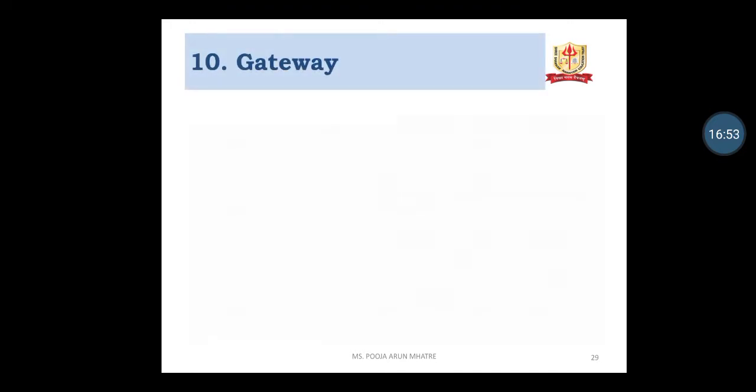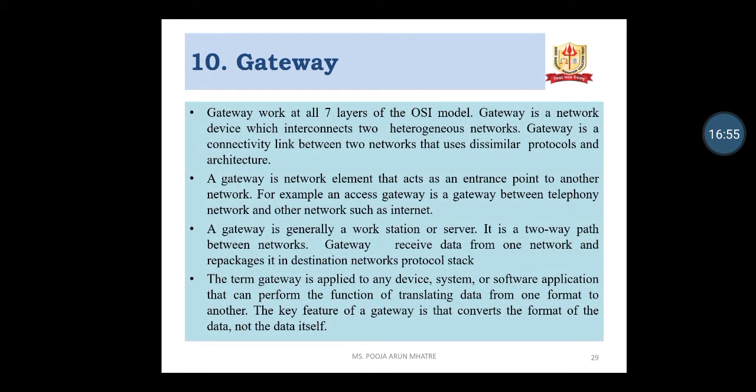Last networking device is the gateway. Gateway works at all the 7 layers of the OSI model. Gateway is a network device which interconnects two heterogeneous networks. So a gateway is a connectivity link between two networks that use dissimilar protocols and architecture. A gateway is a network element that acts as an entrance point to another network. For example, an access gateway is a gateway between the telephony network and other networks such as the internet.